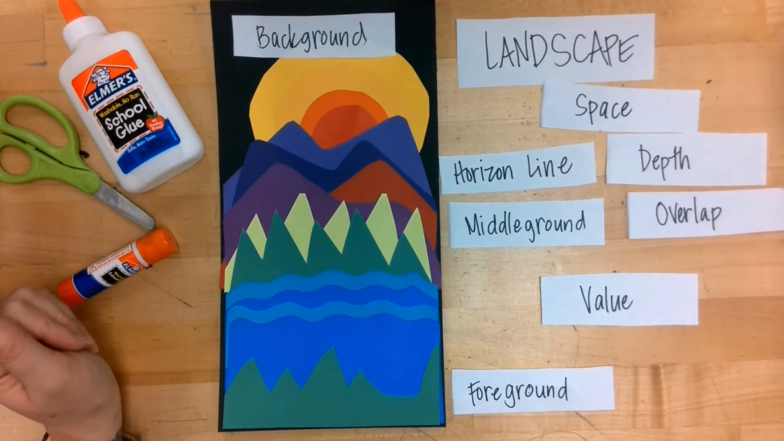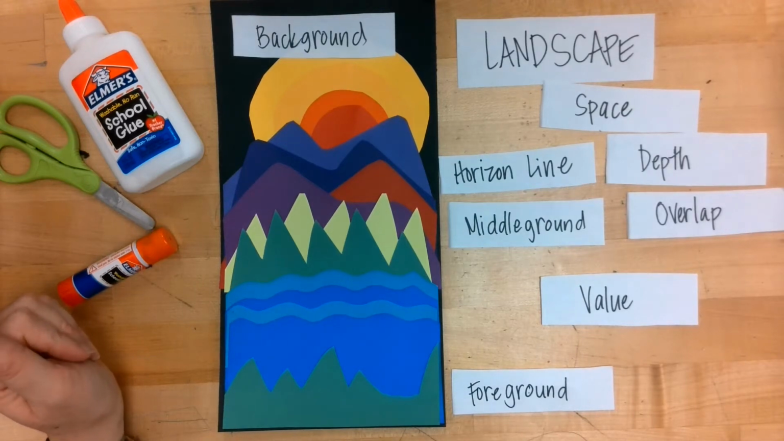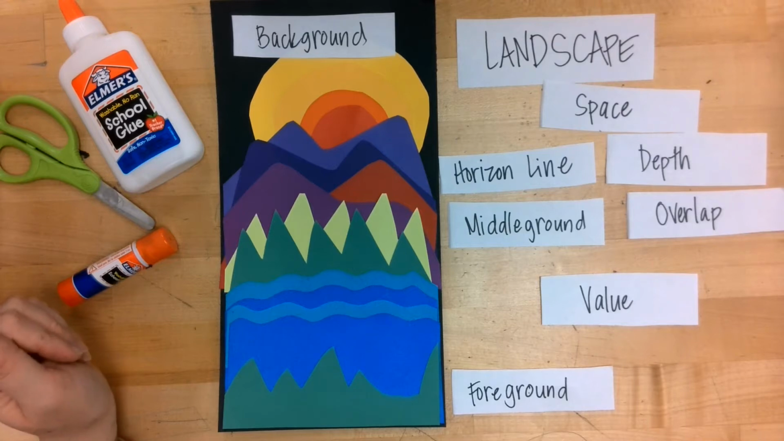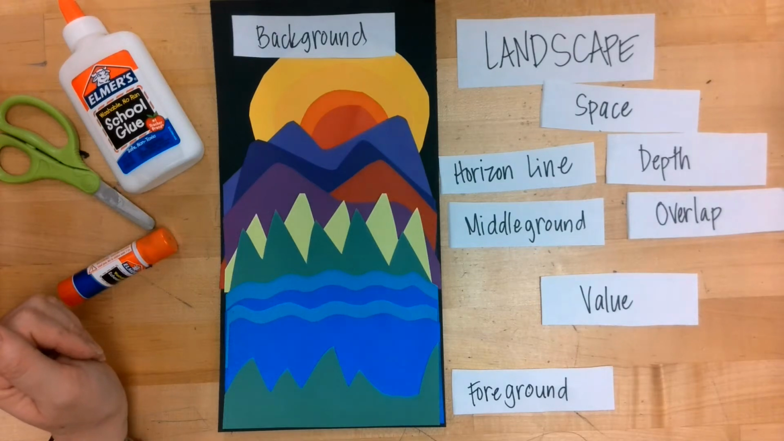As we're cutting out the different segments of our landscape, think about the different line styles you see used to help show trees, water, and our mountains or hills.